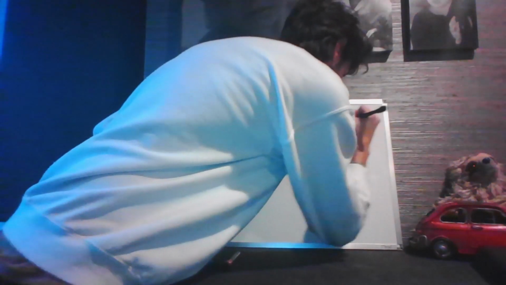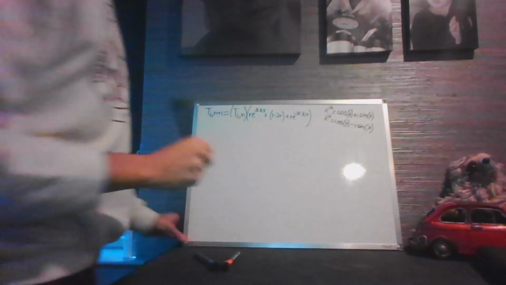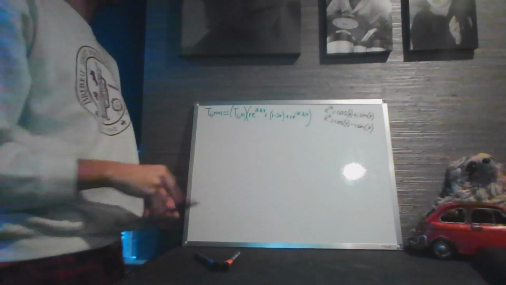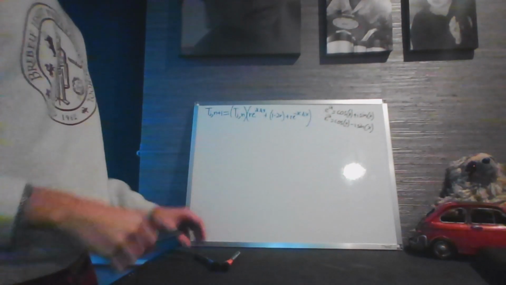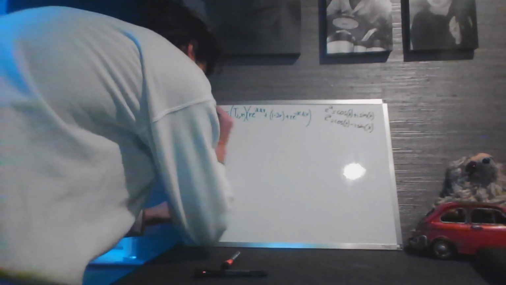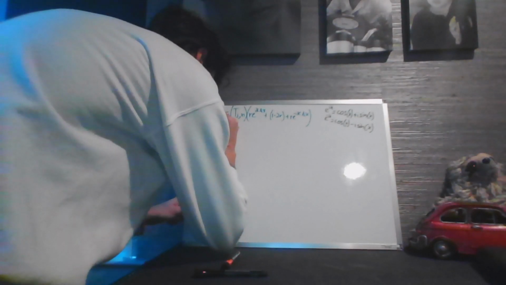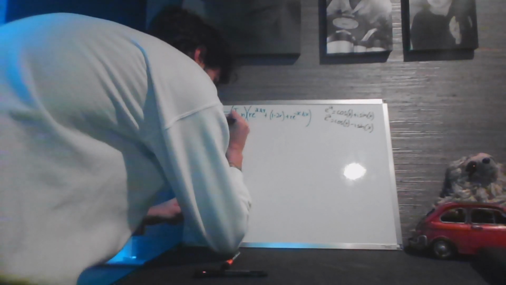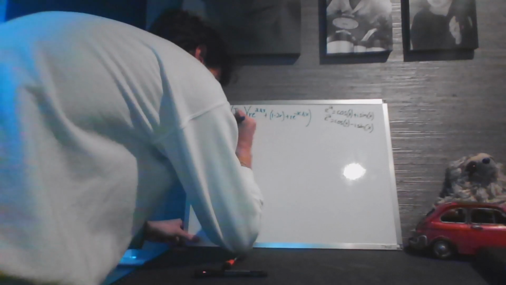Funnily enough, we have cosine x minus i sine of x. And of course, we can go ahead and plug these values in for our exponentials, right? That we end up with, of course, j to the n plus 1, and we're going to keep this on the out.